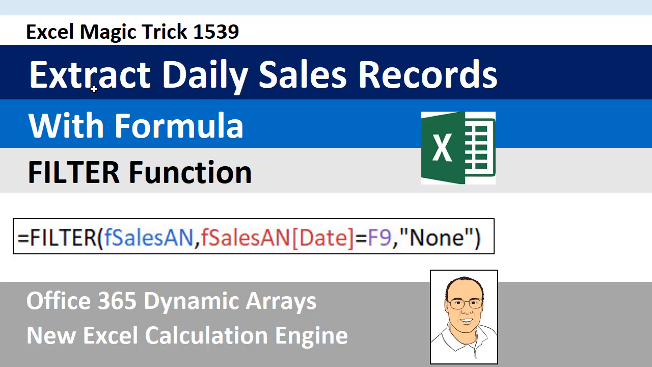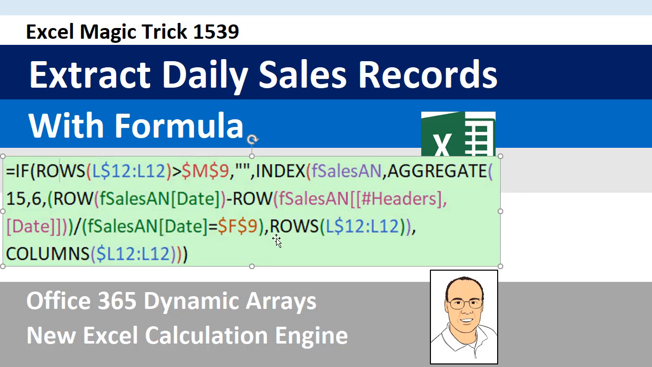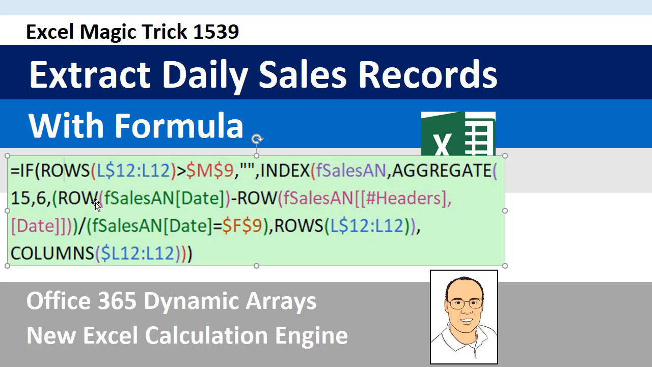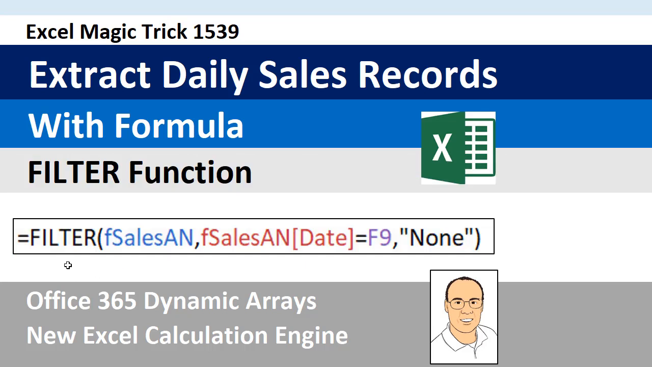1539. Hey, we want to see how to extract daily sales records with a formula using the most amazing new dynamic array formula, the FILTER function. This is how we had to do it in the old days. Now, extracting daily sales with a formula is a very common situation. But I don't want to have to do this formula anymore. The FILTER function comes to the rescue.